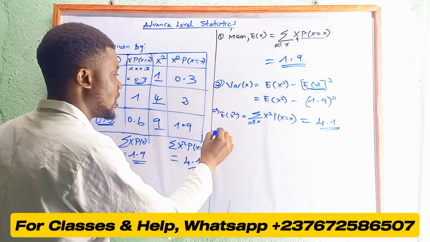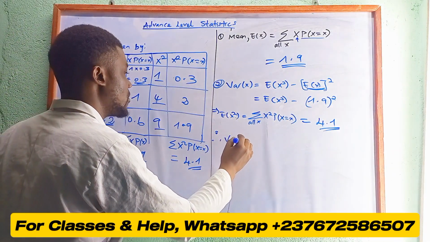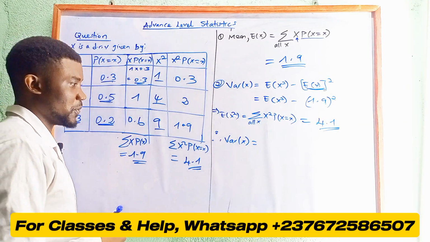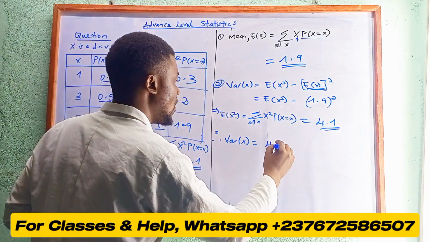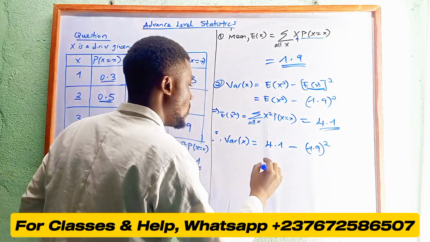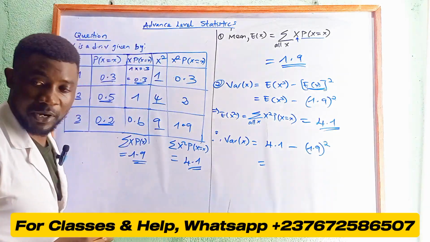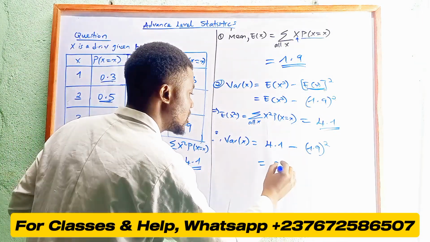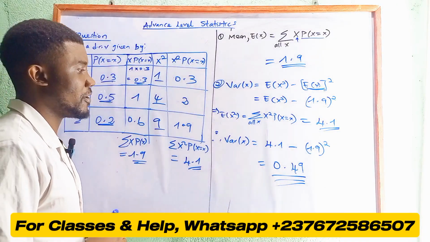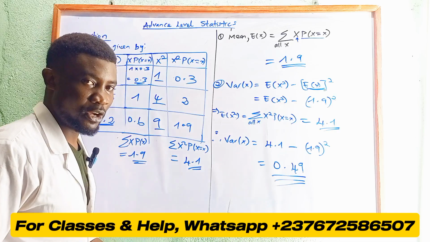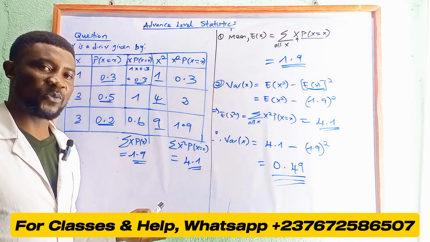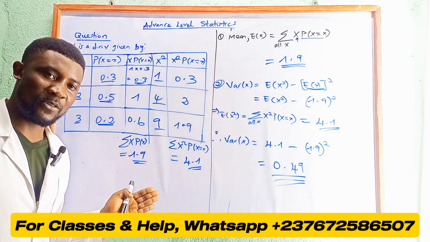With this value of the expectation of X squared, we can now proceed to concluding on the value of the variance, which is of interest to us. The variance will therefore be 4.1 minus 1.9 squared. When we simplify 4.1 minus 1.9 squared, it gives us 0.49. So the variance is 0.49 and the mean is 1.9. This is how you calculate the mean and variance of a discrete random variable.